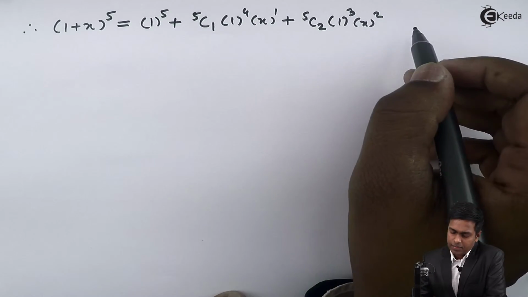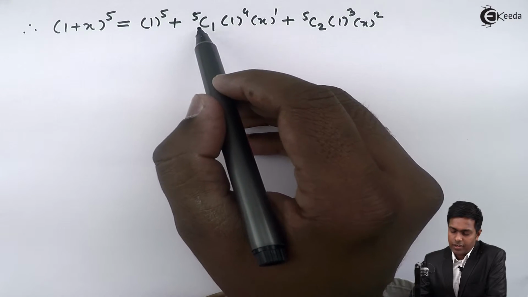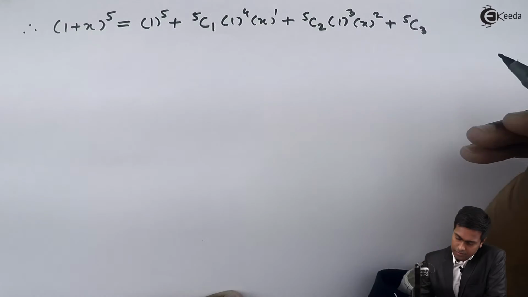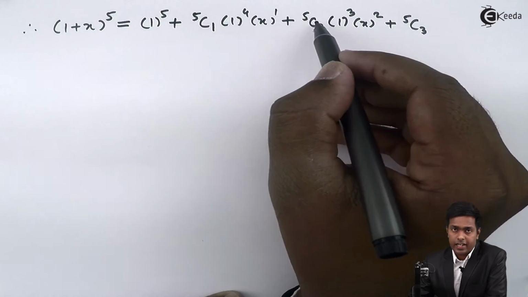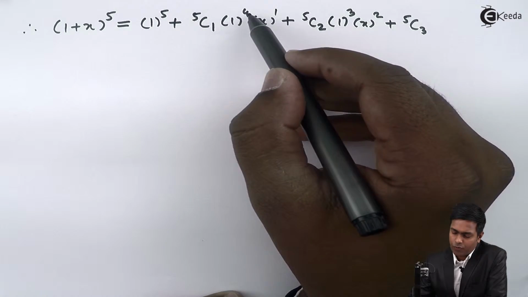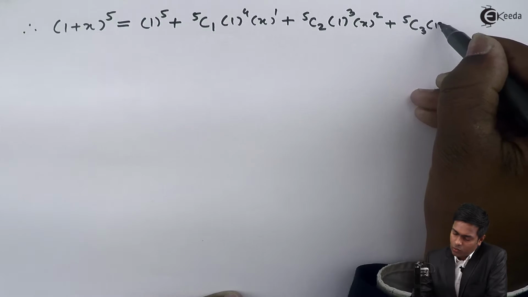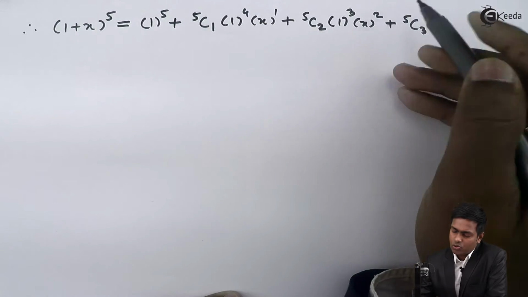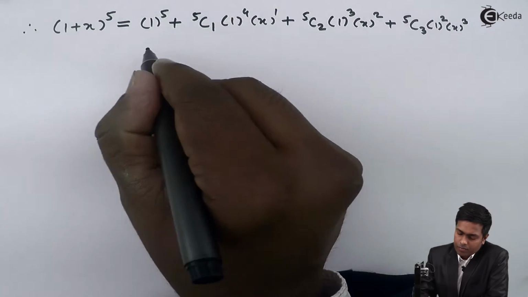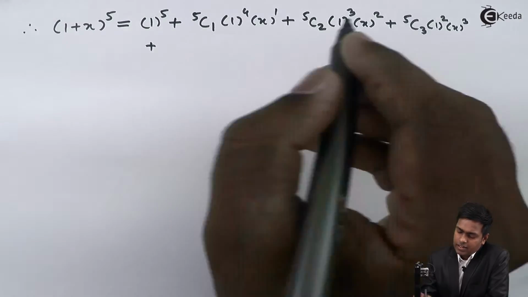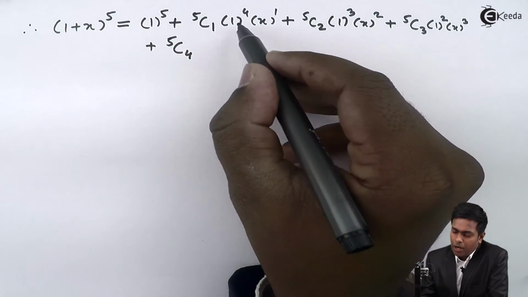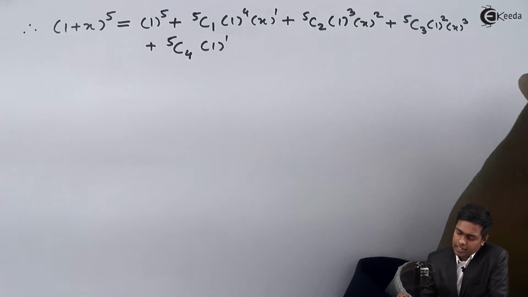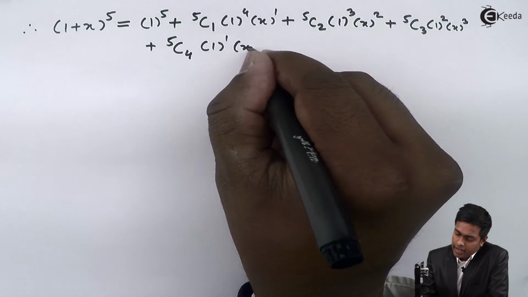Now if you observe this pattern, after 5C1 we are getting 5C2, so the next term will be 5C3. Similarly, the power of 1 is decreasing, that is 1 raised to 5, then 1 raised to 4, then 1 raised to 3, hence here we will get 1 square. Similarly, the power of x is increasing, x raised to 1, x raised to 2, so here it will become x raised to 3. Next term, after 5C3 we will get 5C4. The power of 1 is decreasing, so after 1 square we will get 1 raised to 1, and the power of x is increasing, so after x cube we will get x raised to 4.